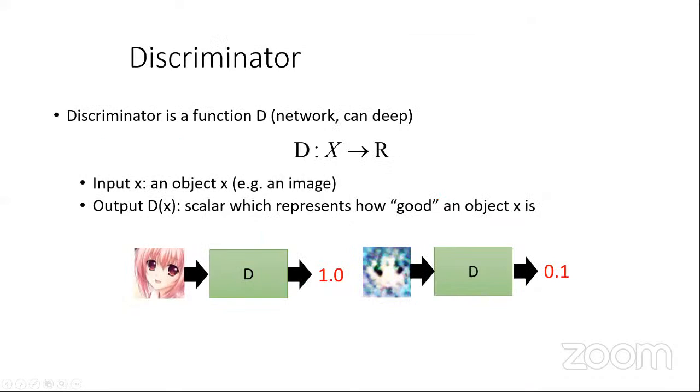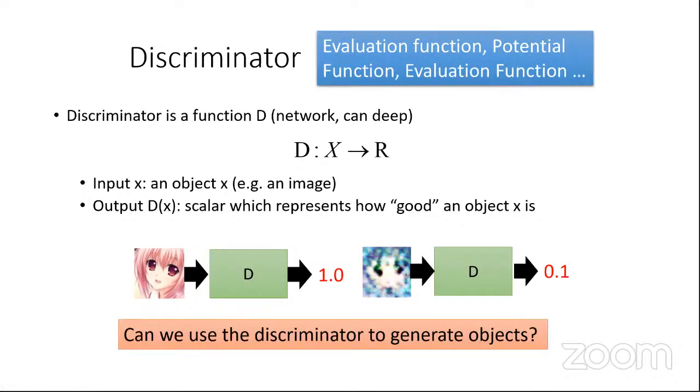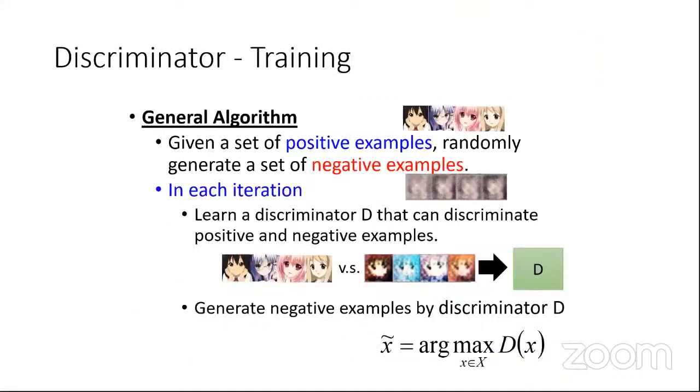The discriminator, on the other hand, maps an image into a real number score. Its input is an image and its output is a real number score. If the image is good enough, realistic, then the score will be very close to 1, otherwise very close to 0. So the discriminator is also called an evaluation function, potential function, etc. Can we use the guideline from the discriminator to generate the objects? The answer is yes. The discriminator provides a score, and that score is used to generate the objects.